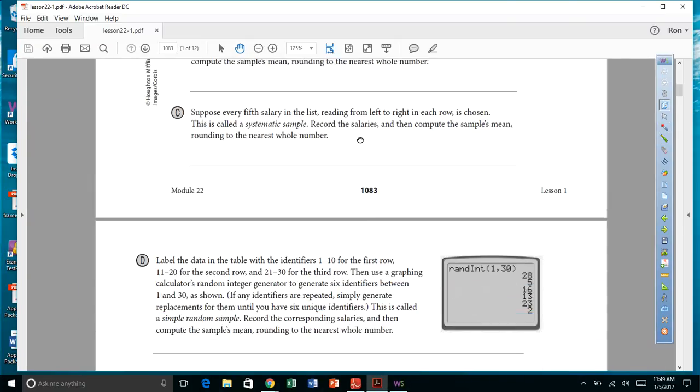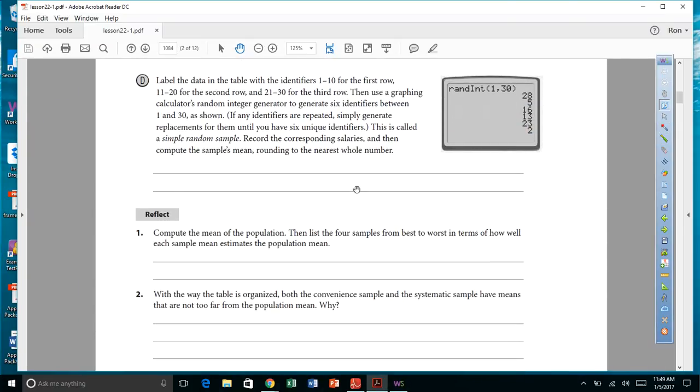Part D: label the data in the column with the identifiers 1 through 10 for the first row, 11 through 20 for the second row, and 21 through 30 for the third row. Then use a graphing calculator's random number generator to generate 6 identifiers between 1 and 30. If any identifiers are repeated, simply generate replacements until you have 6 unique identifiers. This is called a simple random sample. Record the corresponding salaries and compute the sample's mean, rounding to the nearest whole number.